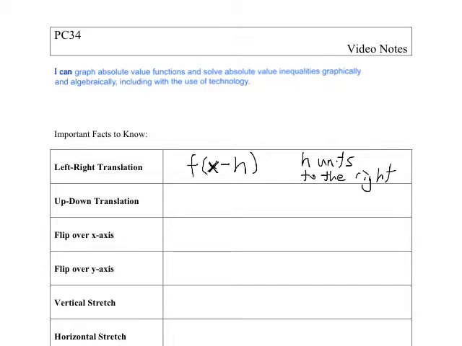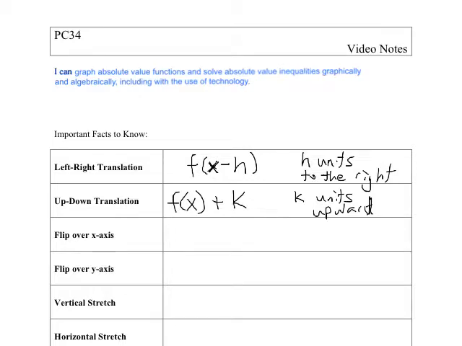The up-down translation, we take our function, and to that we're going to add a value. So this is going to move us k units upward. So if we had f of x plus 7, we're going to go up 7 units. And if we had f of x minus 3, we're going to go down 3 units.